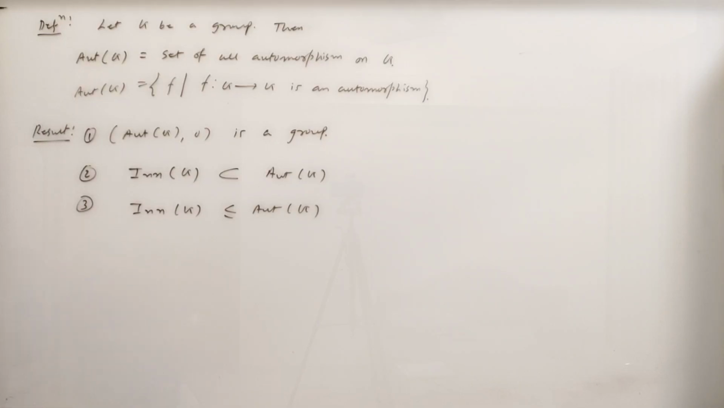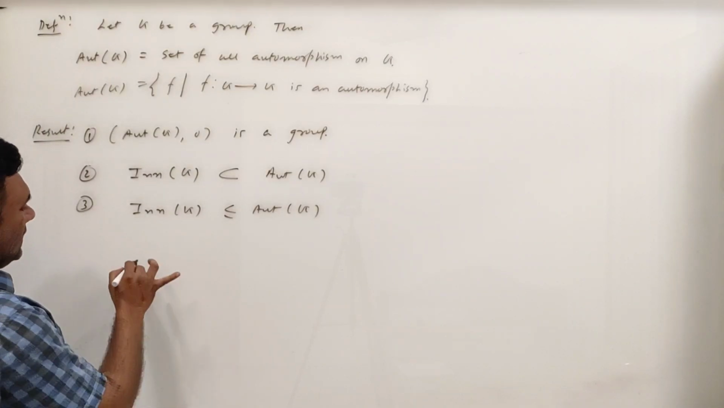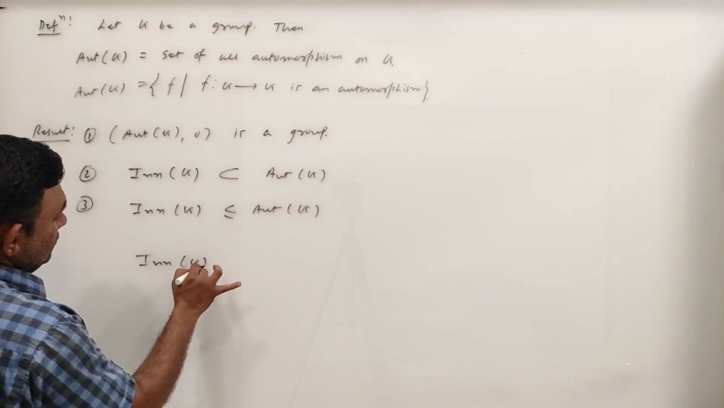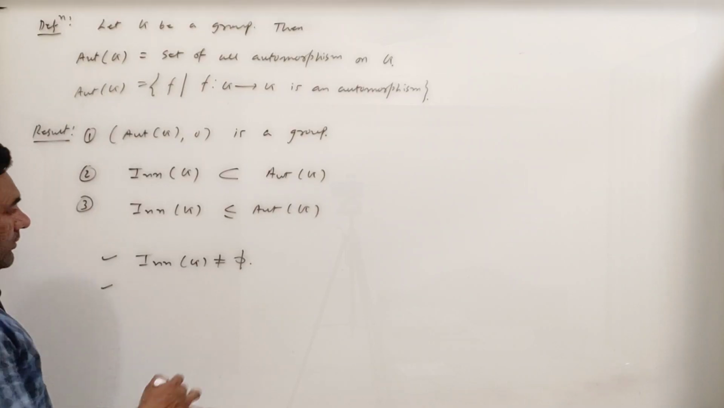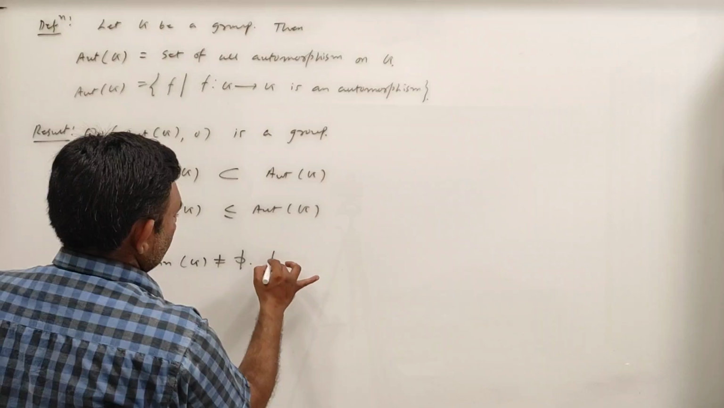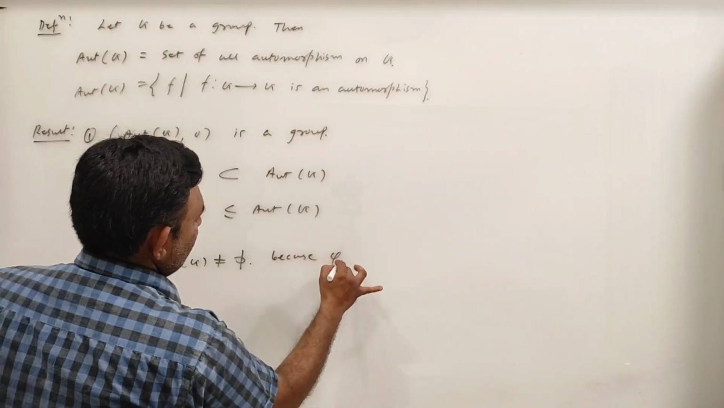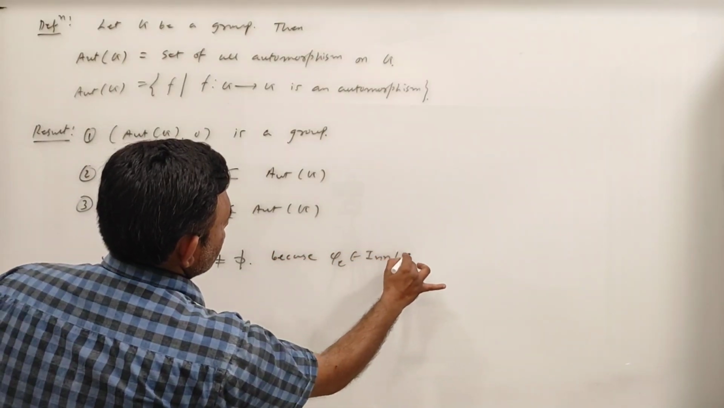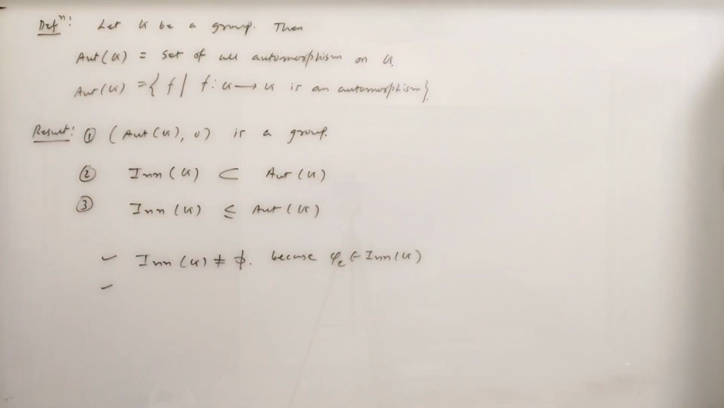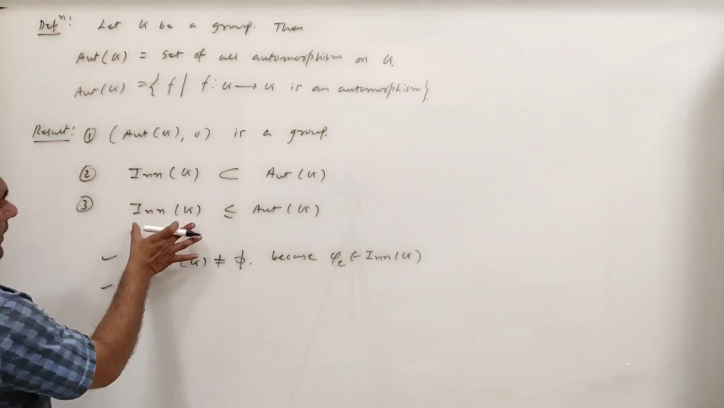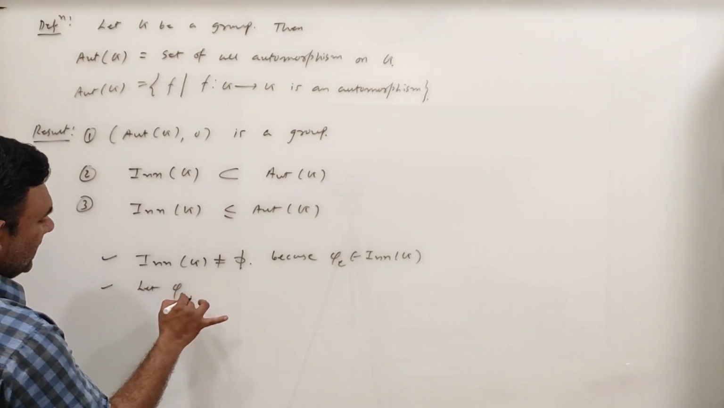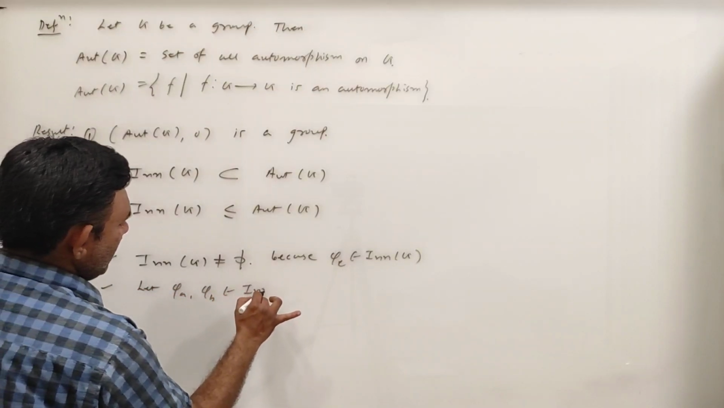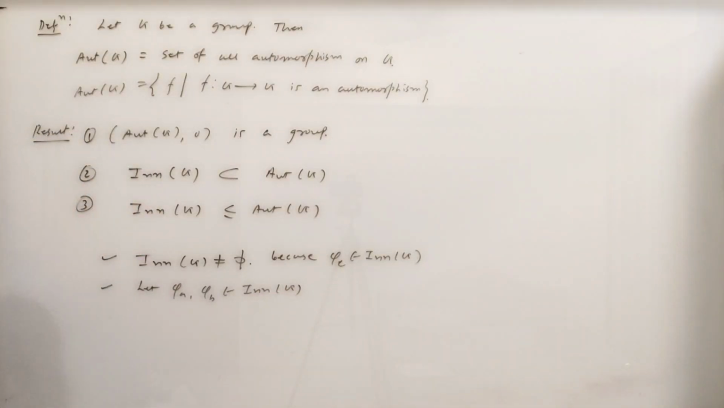So how do we prove it? First of all, InnG is non-empty, first thing. Now second, non-empty because this phi E belongs to InnG. Okay, now you take two elements from InnG. Let phi A and phi B belong to InnG.